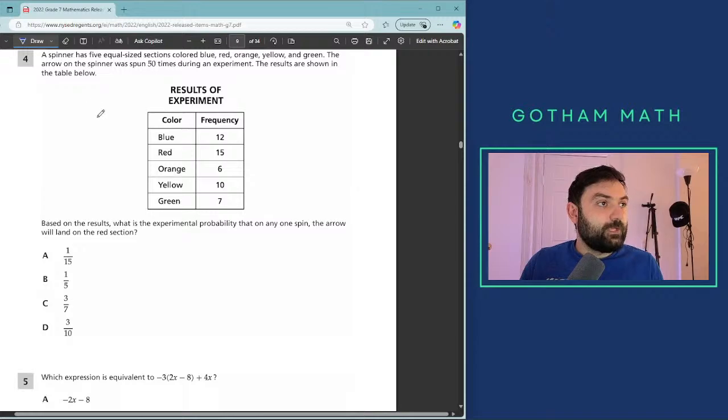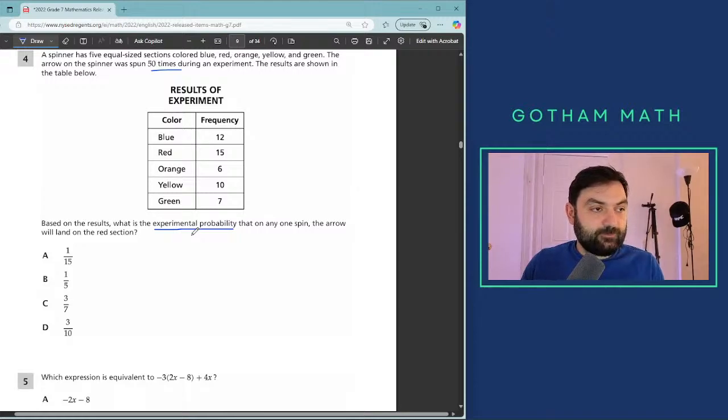Let's go. A spinner has 5 equal-sized sections colored blue, red, orange, yellow, and green. The arrow on the spinner was spun 50 times during the experiment. The results are shown in a table below. Okay, so this is the results of 50 spins. Based on the results, what is the experimental probability that on any one spin the arrow will land on the red section? So what is the experimental probability and what's theoretical?